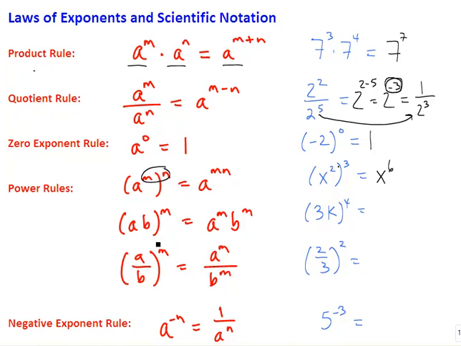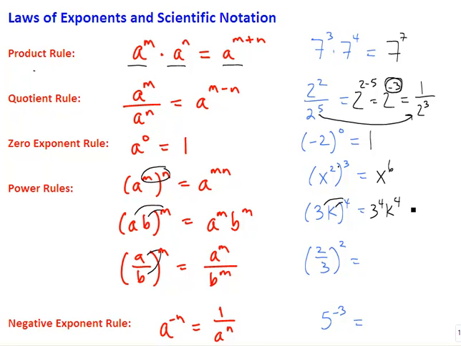In the next two power rules here, I also have parentheses, but this time what I'm going to be doing is sort of distributing that power across to every term that I see. So if I have a times b raised to the m, I can distribute that power of m to both the a and the b and get a to the m, b to the m. And the same is true for division. If I have a over b raised to the m, I can take a to the m over b to the m. So for example, if I have 3k quantity to the fourth, I'm going to distribute that fourth power. This becomes 3 to the fourth and k to the fourth.